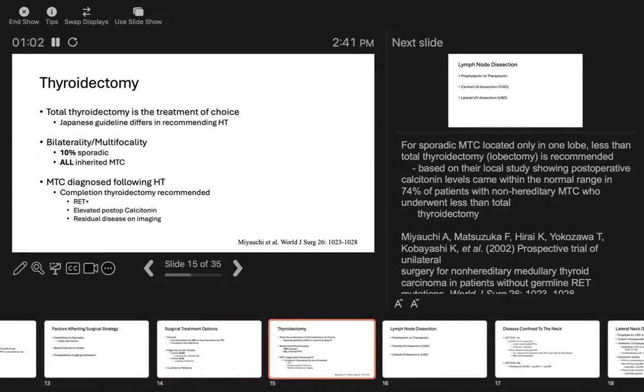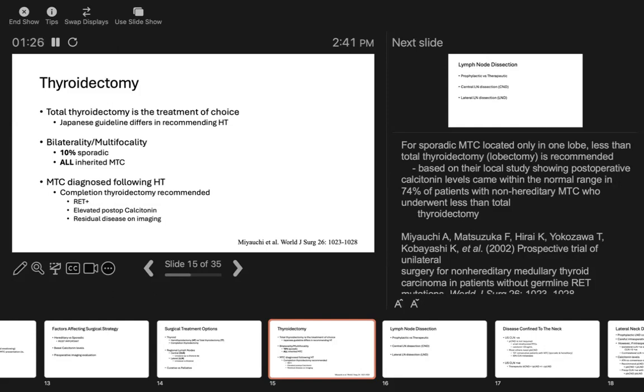The reason being, multicentricity and bilaterality is high. Even in sporadic, it is at least 10%. If you have diagnosed the patient with familial hereditary MTC, then it is 100%. So total thyroidectomy normally gives you the best chance to give biochemical cure in these patients.